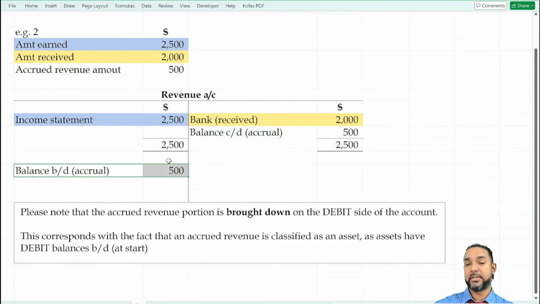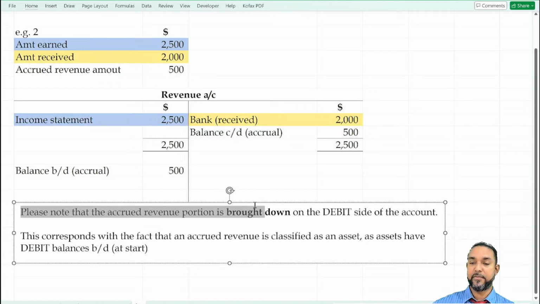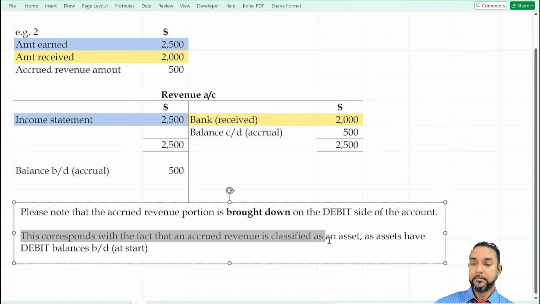And a debit balance in a revenue account implies that it's owed to you. It's an asset. So please note that the accrued revenue portion is brought down on the debit side, and this corresponds with the fact that an accrued revenue is classified as an asset, and assets have debit balances brought down. All right.